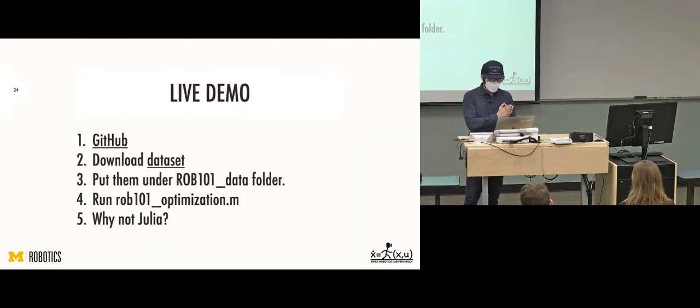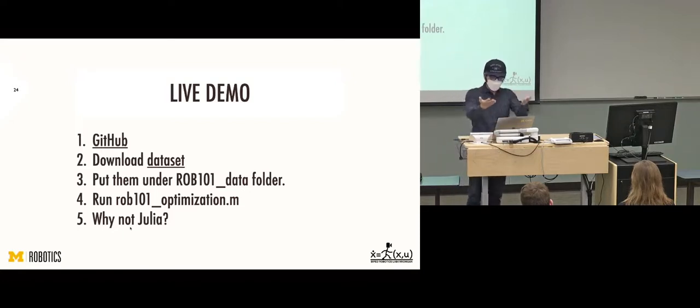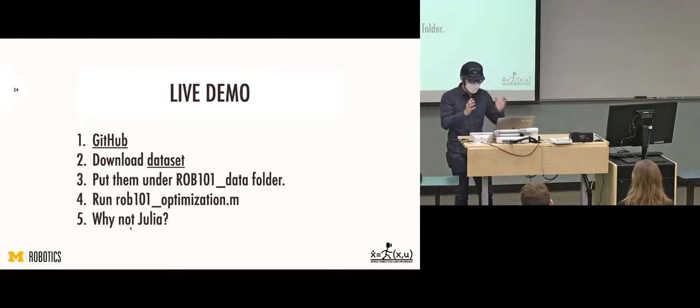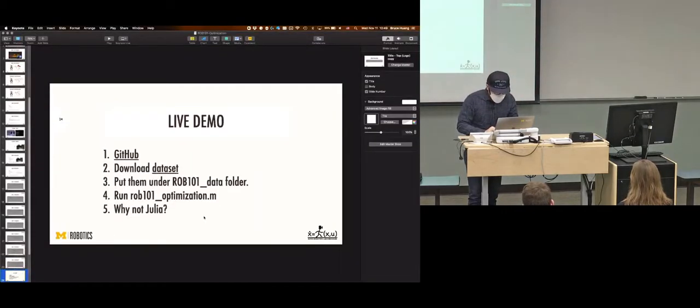You need to download the code from GitHub. And you need to download the dataset, put it under the folder, and then run this. But why not Julia? Because myself as a PhD, I cannot code Julia like you guys efficiently, so I just code in MATLAB. And Julia is the way to go because that's super fast and super efficient, not like MATLAB, super slow. So, MATLAB.